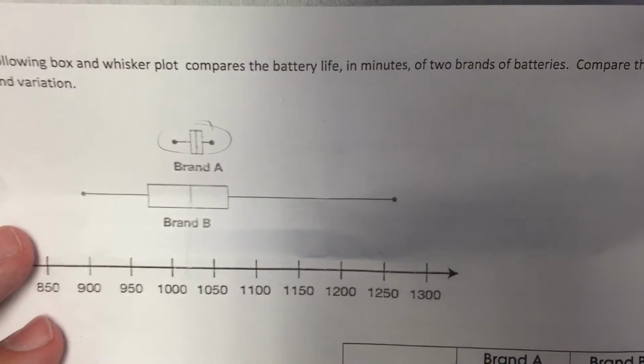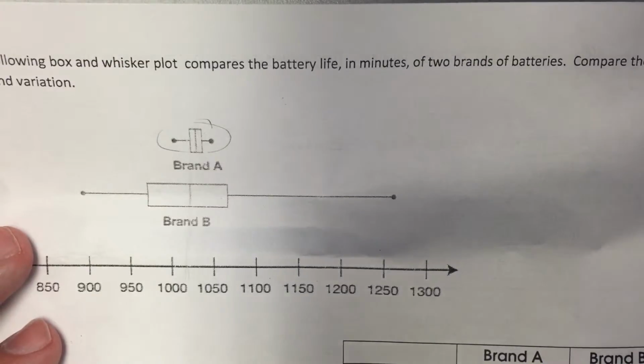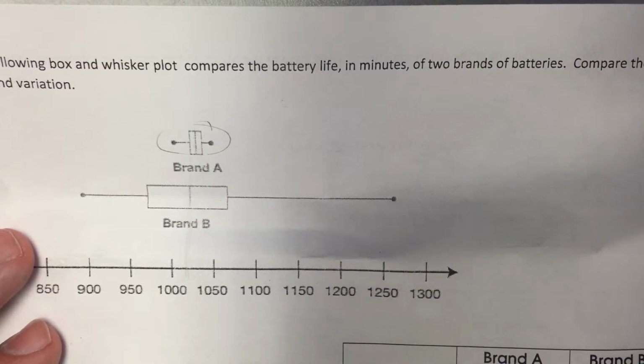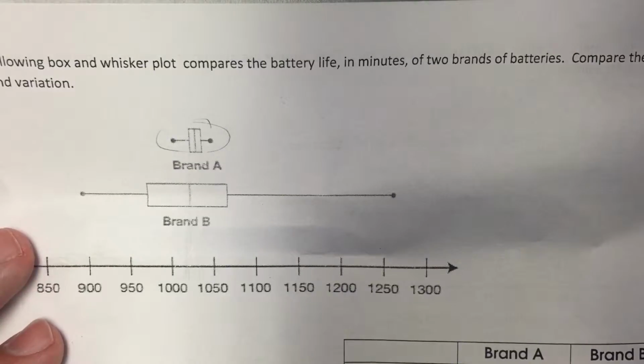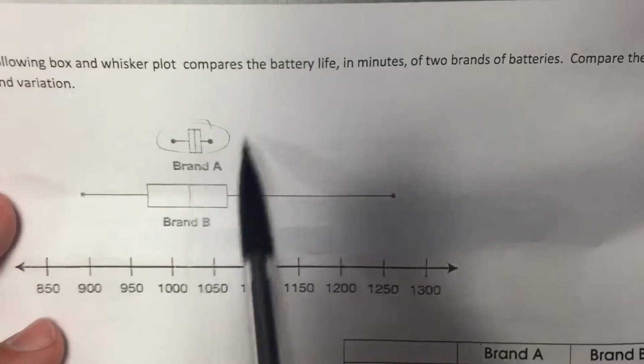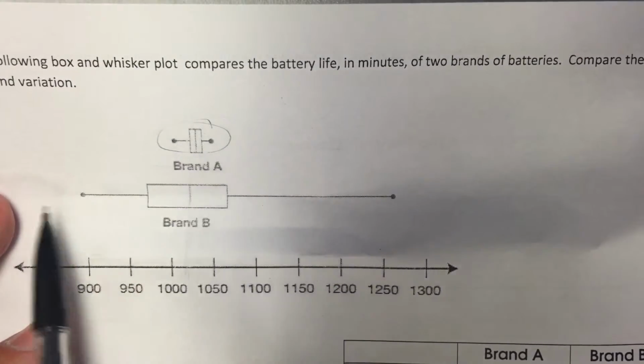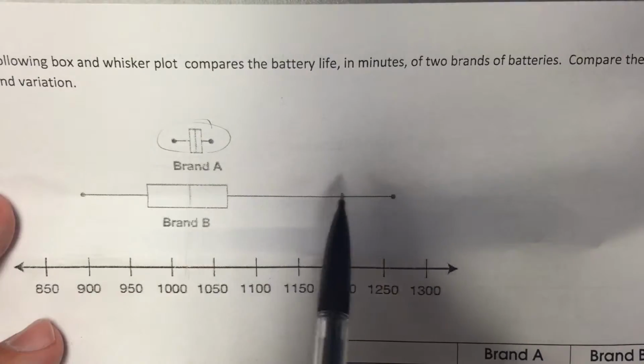In number 7, we're going to be comparing the battery life in minutes of two brands of batteries. We have brand A and brand B, and just instantly I can see that brand A is way more clustered than brand B is. So I know that as far as consistency, with this battery I'm going to see more consistency, where brand B is very spread out.